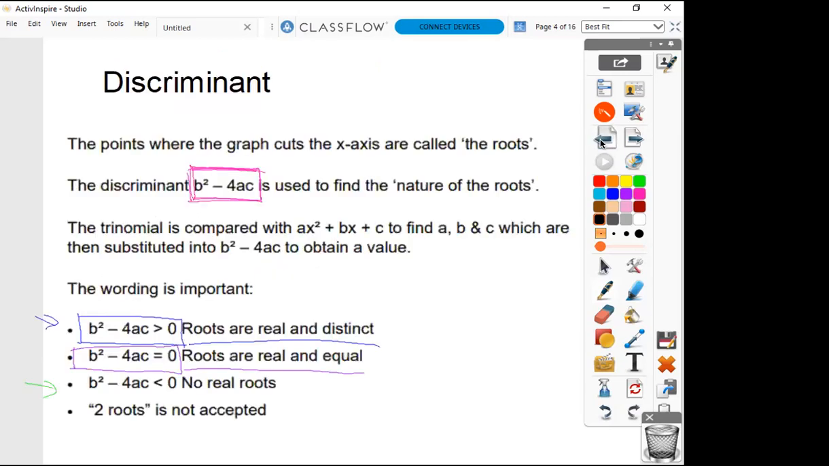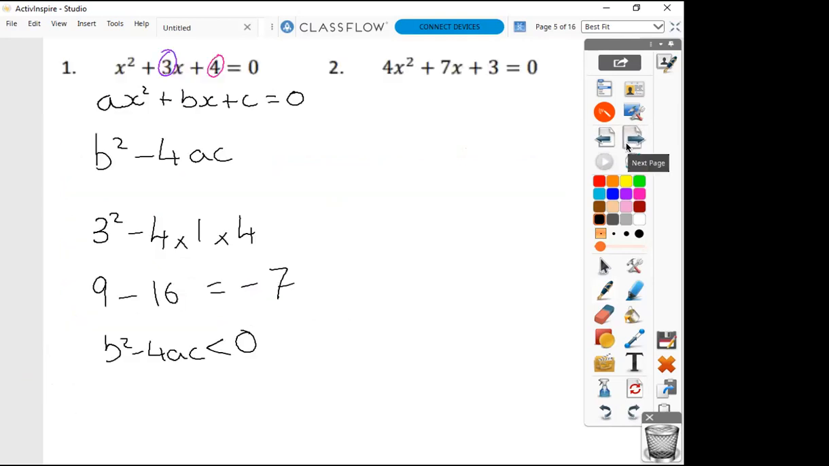What does b squared minus 4ac less than 0 mean? It means there's no real roots. Because b squared minus 4ac is less than 0, there are no real roots. I should be able to put this into Desmos, and we should see that it doesn't cross the x-axis. So let's see if this works.